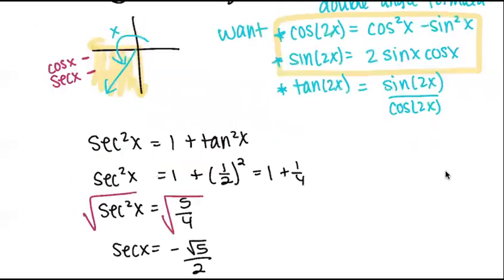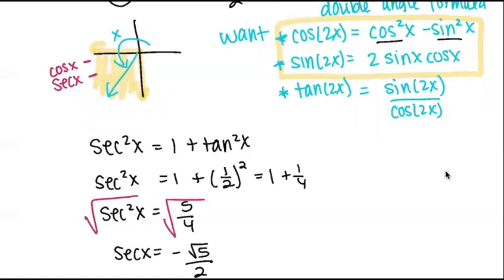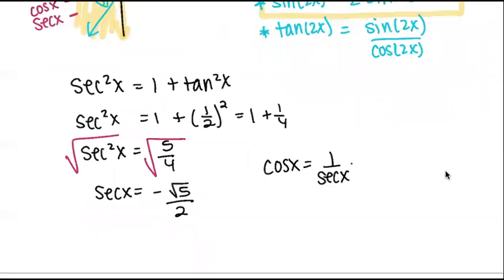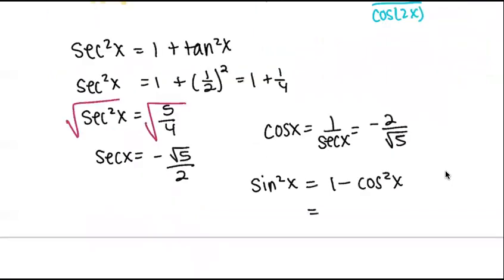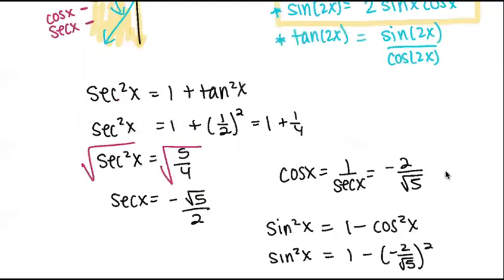Which isn't really that helpful for these formulas, but if I can find cosine and sine, then we can use the formulas. So cosine is just the reciprocal, so cosine's really fast. It'll be negative 2/√5. I'm not going to rationalize it. And then sine squared, I'll just use 1 minus cosine squared. So 1 minus negative 2/√5 squared. And then sine will also be negative in this quadrant since we're below the axis.